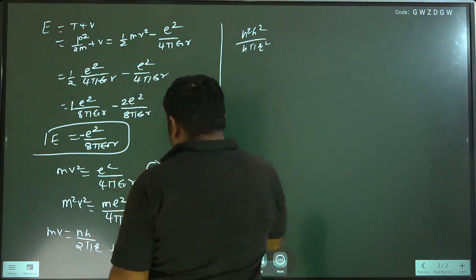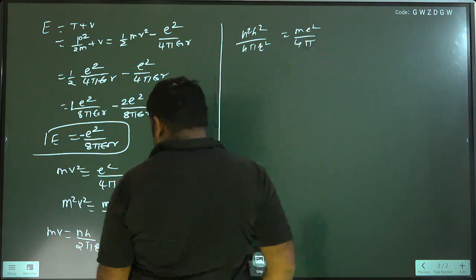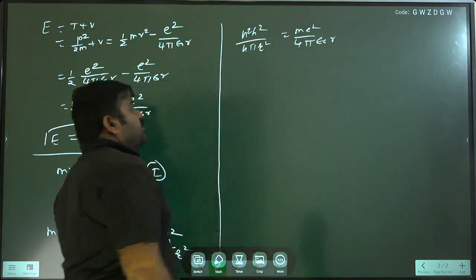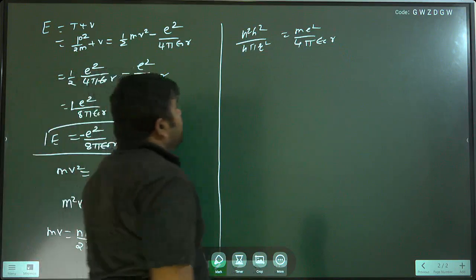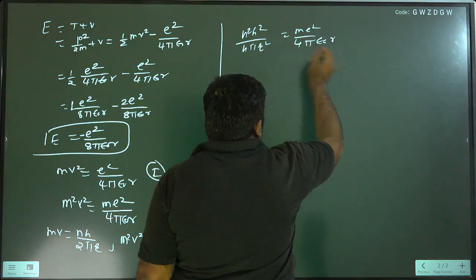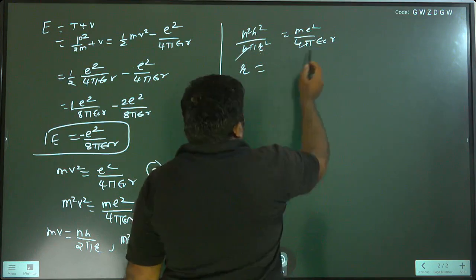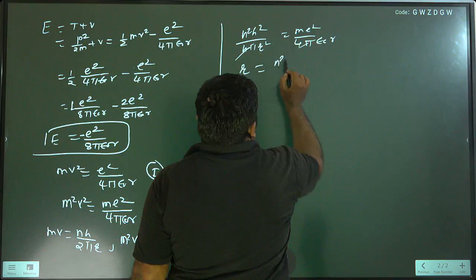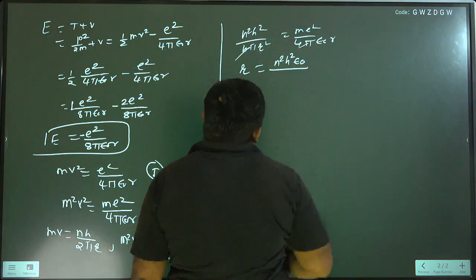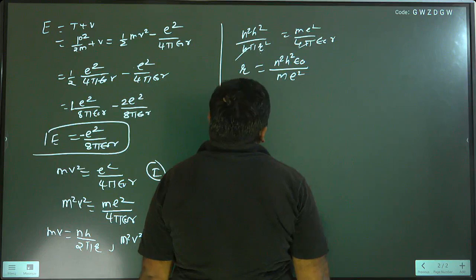Okay, this is equal to how much? m e square upon 4 pi epsilon naught r. Here is r square, here is r. Now we can do cross multiplication. Suppose we take r on this side, so here is r square, here is r, one r gets cancelled, meaning r is equal to, now this 4 pi gets cancelled, we get r is equal to n square h square epsilon naught, with m going in the denominator, upon m e square.